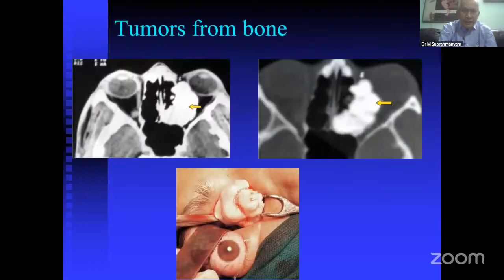This is a lesion of the bone. So, tumors arising from the bone. This is an osteoma, and this is a soft tissue window showing the big osteoma from the ethmoid, and the bone window shows a bosselated appearance and some more details of the bone with the bosselated appearance. It's an ethmoid osteoma which we removed with a modified Lynch incision.